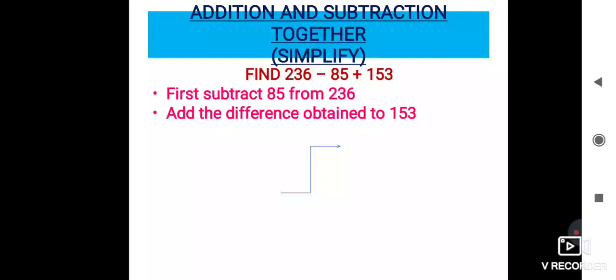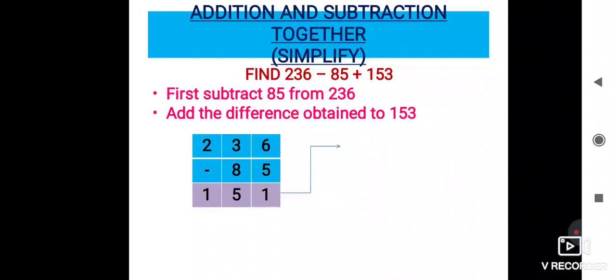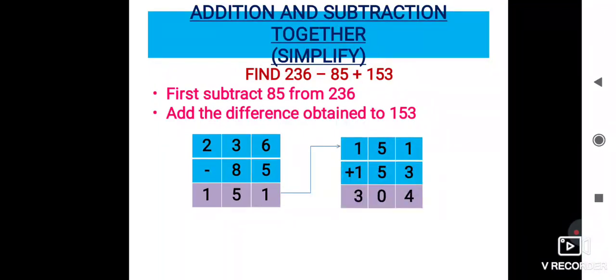Now let's see how you can do this. When you subtract 85 from 236, you will get 151 as your answer. Now, when you add 151 to 153, you will get 304 as your answer. Therefore, the answer of this equation is 304.